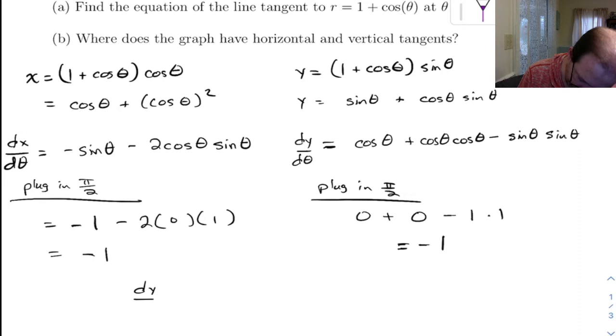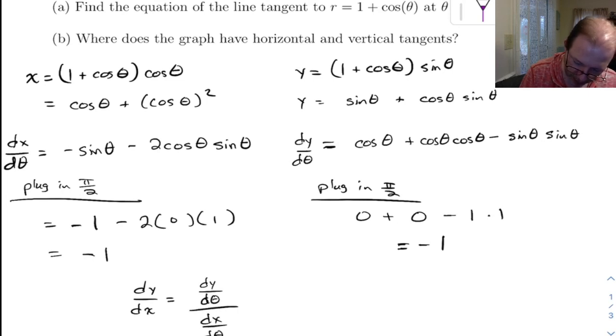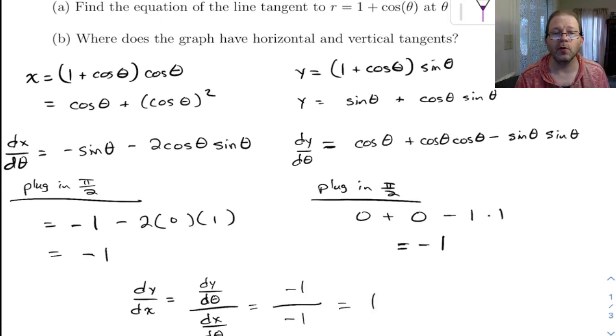Dy d theta, or I'm sorry, dy dx is dy d theta over dx d theta. Now in this case, both of these are the same thing, but in general, be careful when you do this, because you do all this work up here. Make sure you put the right one on top and the right one on bottom. So in this case, dy d theta was -1 and dx d theta was -1. So we get a slope of 1.